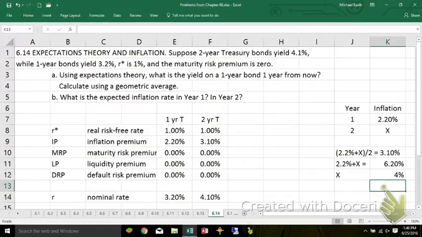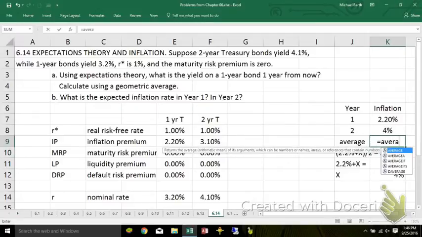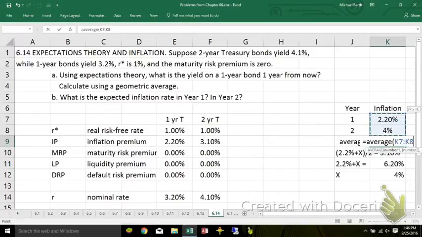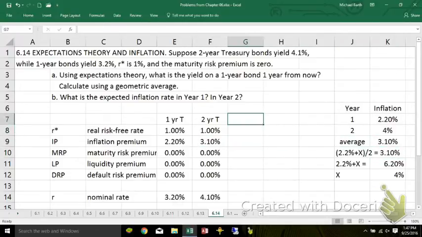So that would be the expected inflation rate in year 2, 4%, and that way the average over a 2-year period would be the 3.1% that I calculated over here. Alright, so let's go back to part A, expectations theory. What's the yield on a 1-year bond 1 year in the future?